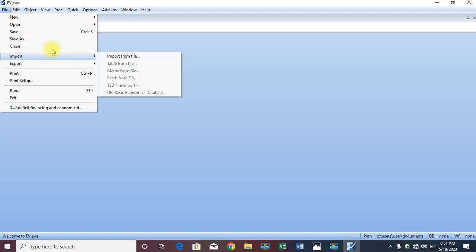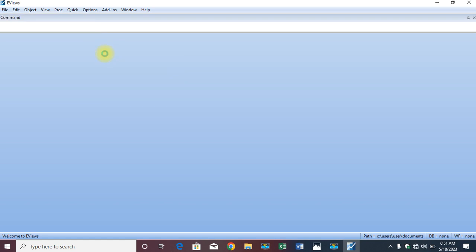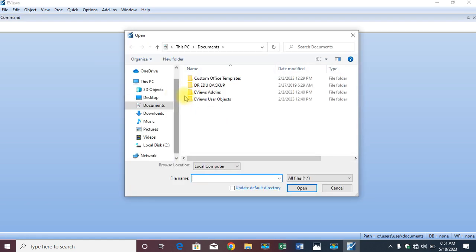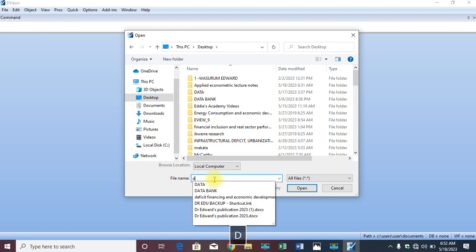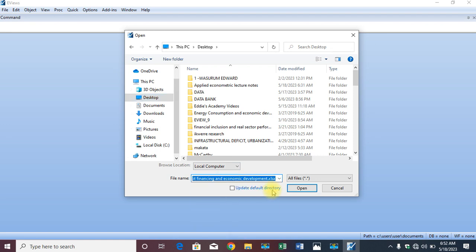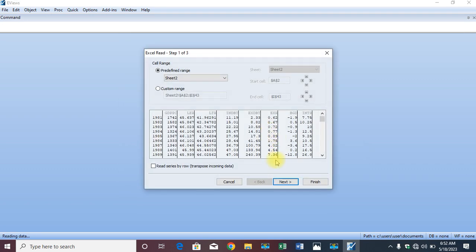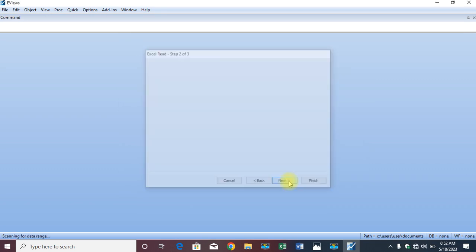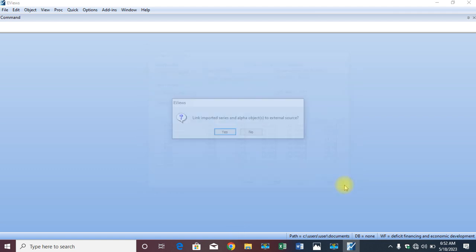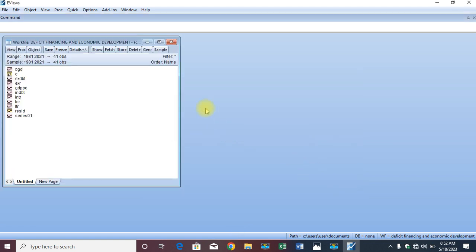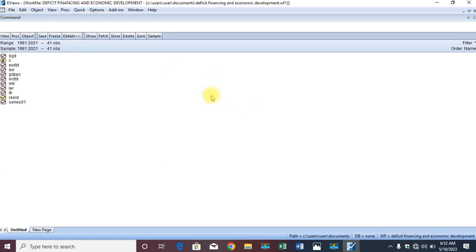Let me import the series from my desktop. Look at this, this is my desktop. I'm working on the deficit finance series. I've just imported the series. I'm working from 1981, so I input my start date, 1981.